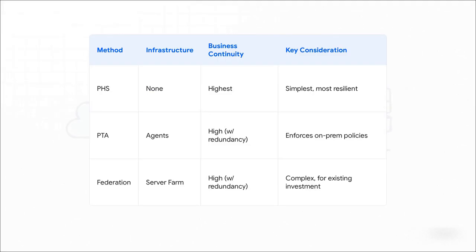So, how in the world do you choose? Well, let's look at the trade-offs. PHS is the simplest and most resilient, hands down. It has zero infrastructure footprint on-prem. PTA needs those lightweight agents on-prem, but it lets you enforce local policies in real time, which can be a big deal. And then federation, it's complex, requires a lot of on-prem gear, and is really best if you already have a big investment in that kind of infrastructure.